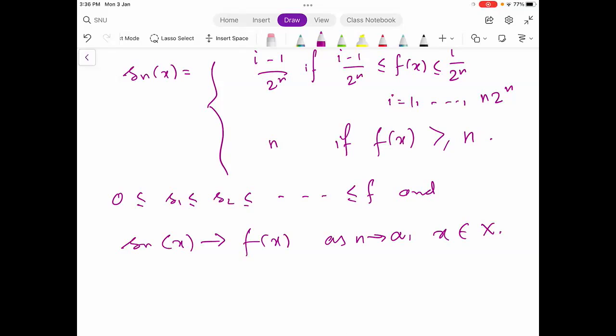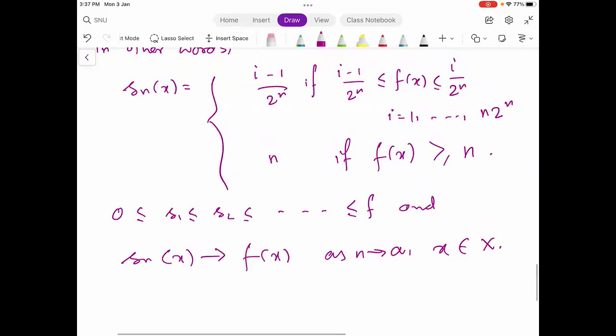Why? Well, take any x, f(x) has some value there. Sooner or later, n will become bigger than f(x). So f(x) is not bigger than or equal to n; f(x) is less than n. That means f(x) falls in one of those intervals which are at the top of the screen now. The moment f(x) is there, the value of Sn is (i minus 1) by 2 to the power n. Where is f(x)? f(x) is between (i minus 1) by 2 to the power n and i by 2 to the power n. The difference between f(x) and Sn(x) is at most 1 by 2 to the power n.